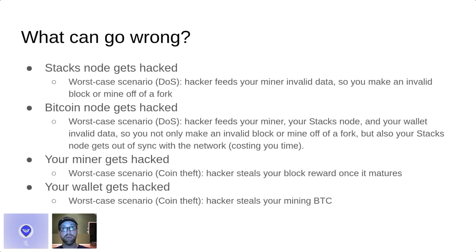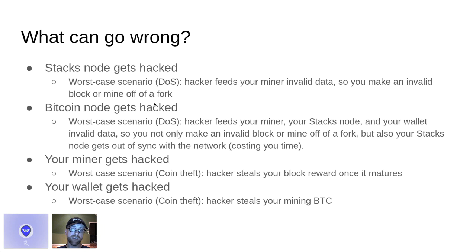So with this setup, with these computers for your Stacks nodes and your Bitcoin node and your mining software, what can go wrong if someone gets into them and hacks them? Suppose that the computer running your Stacks node gets hacked. The worst case scenario they can do is they can deny service. They can prevent you from mining by feeding you invalid data or just no data, causing you to make an invalid block or mine off of a fork that isn't the canonical fork.